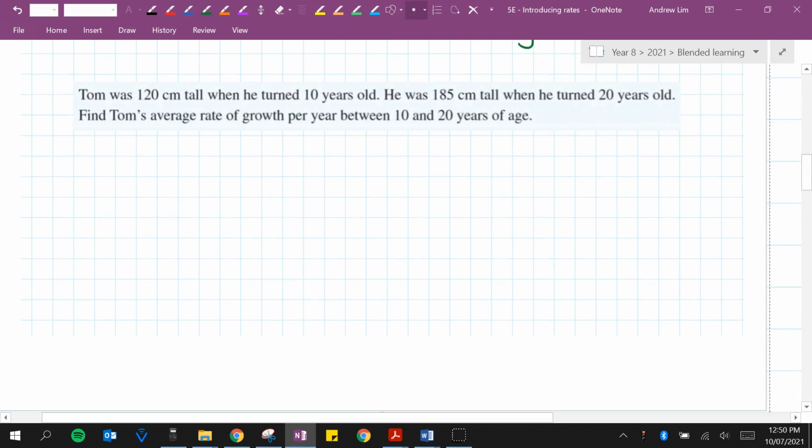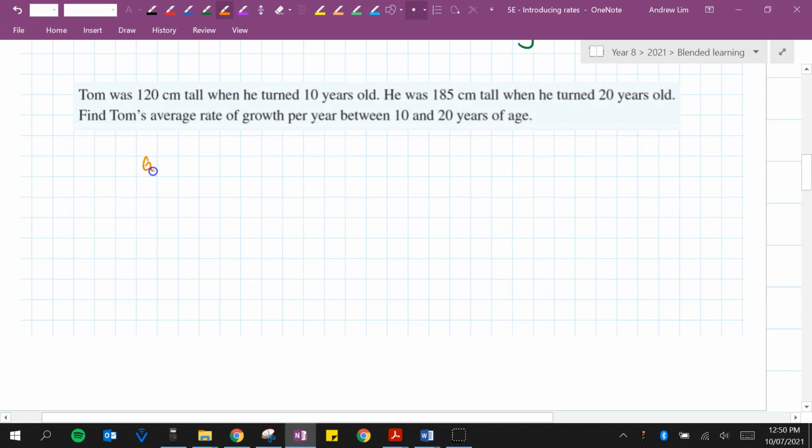Tom was 120 centimeters tall when he turned 10 years old. He was 185 centimeters tall when he turned 20. Find Tom's average rate of growth per year between 10 and 20 years of age. So what we need to do here is we need to work out how much did he grow and how long did it take.